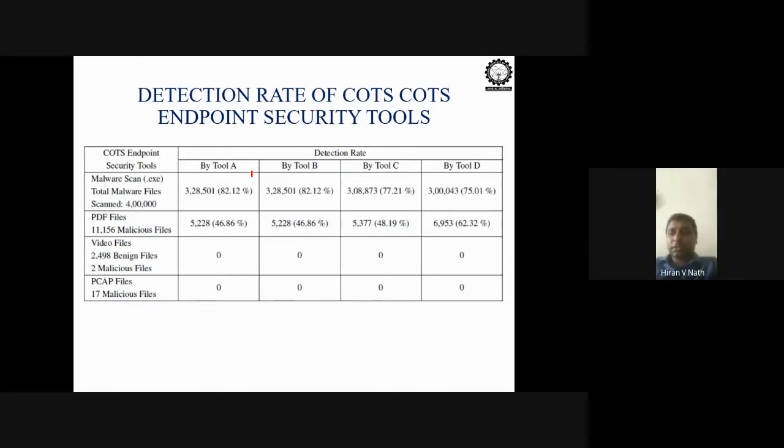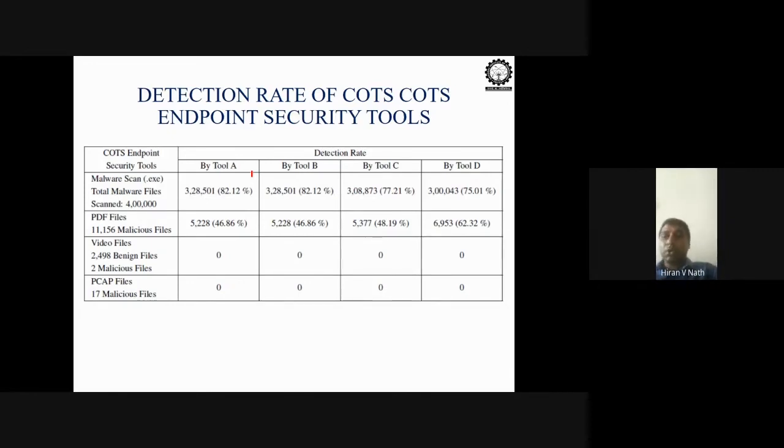That means if you take 4 lakh malware samples, then only 3,28,000 are detected. That means around 70,000 malware samples go undetected, which means your system could be vulnerable. Consider you load an advanced state-of-the-art antivirus tool or endpoint security tool, your system could be infected even after that. Tool C, also state-of-the-art, detected almost 3,08,000, and tool D, also a top performer, detected only 3 lakh. So almost 1 lakh malwares are not being detected.